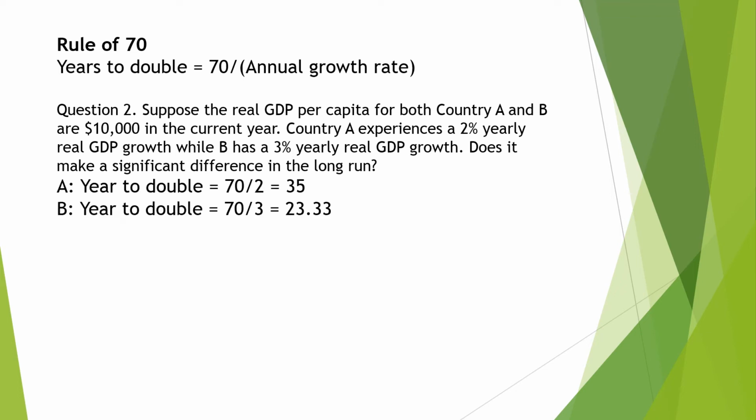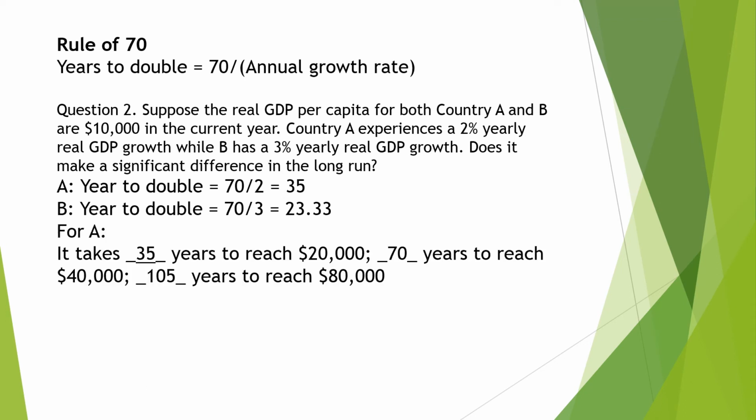First of all, we use the rule of 70. For country A, the years to double their GDP is 70 divided by 2. Remember, 2%, drop the percent, only use 2. So you get 35. This means it takes country A 35 years to double their GDP. For country B, it's going to be 70 divided by 3, and that would be 23.33 years to double their GDP.